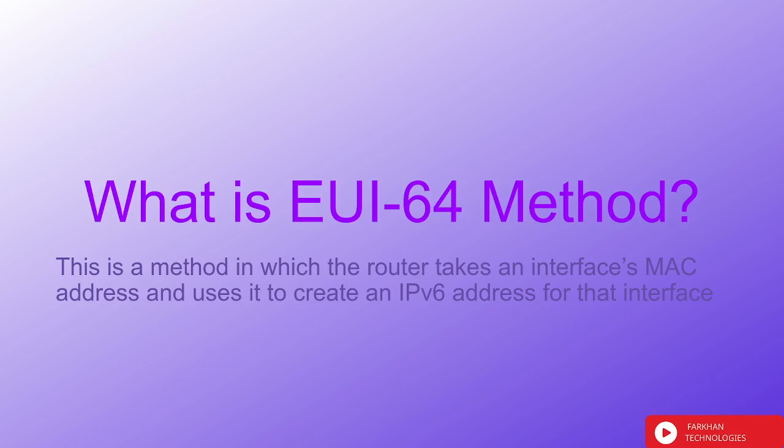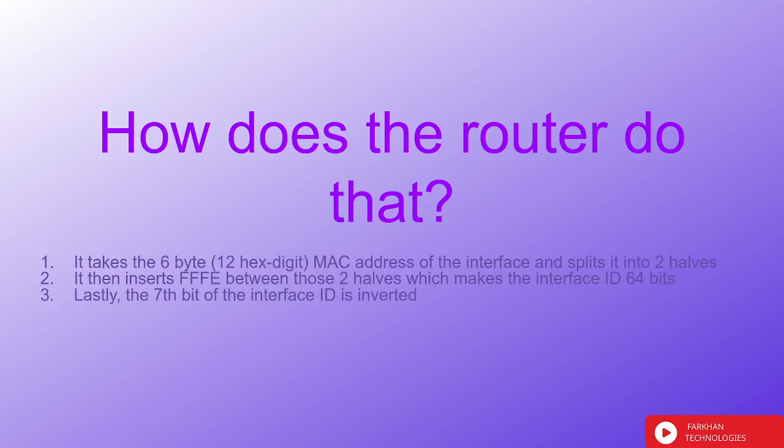Okay, let's move through these here. What is the EUI-64 method? So, this is a method in which the router literally just takes an interface's MAC address and uses it to create an IPv6 address for that interface. Well, you might be wondering, how does the router do that? And here are the steps.